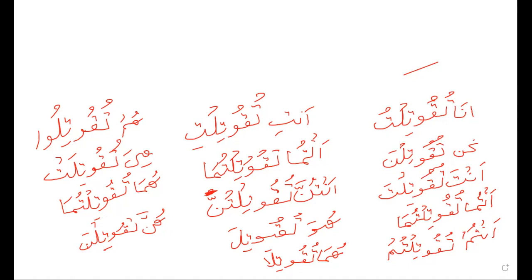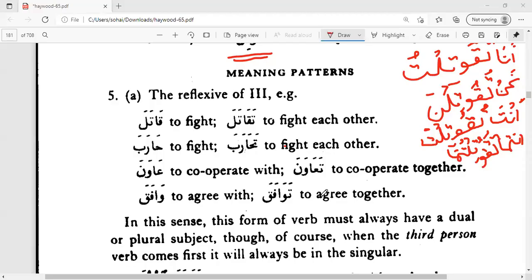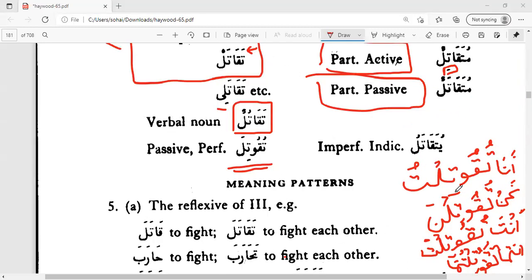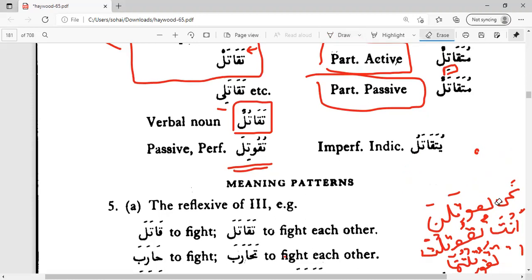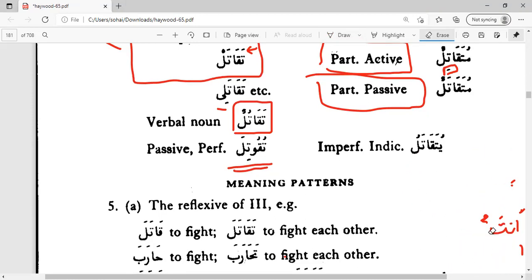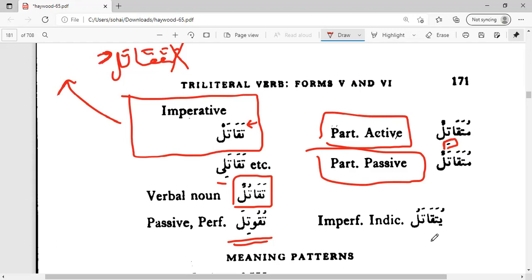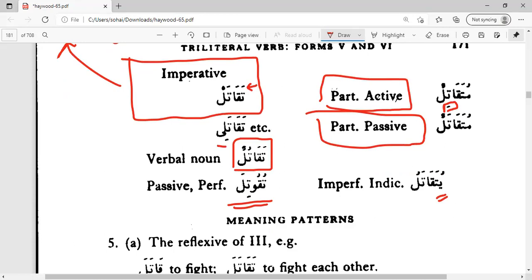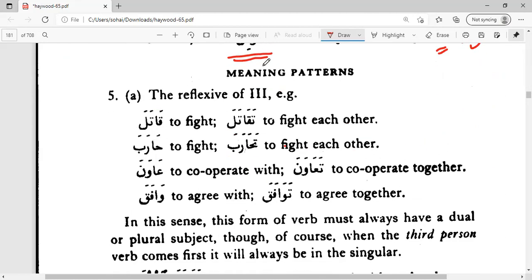Go back to the book. So can you see? Yes, sir. So okay, we've done the passive for the past tense. For the present or future, the passive is simply you add dhamma on the first radical, on the sign of the mudari. So ana uqatalu, nahnu nuqatalu, anta tuqatalu, antuma tuqatalani, huwa yuqatalu. I think this is okay, yes? Yes, sir. Okay.